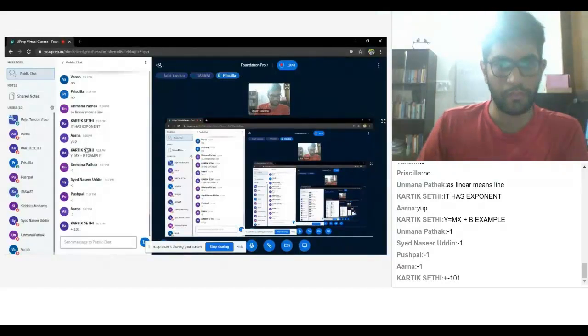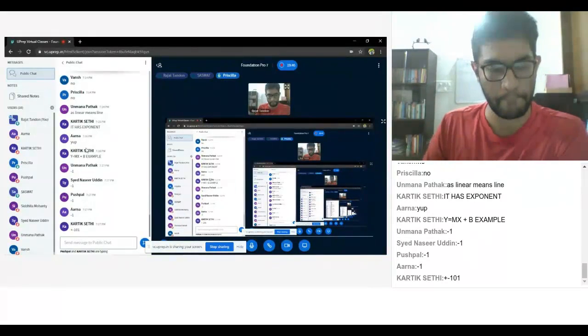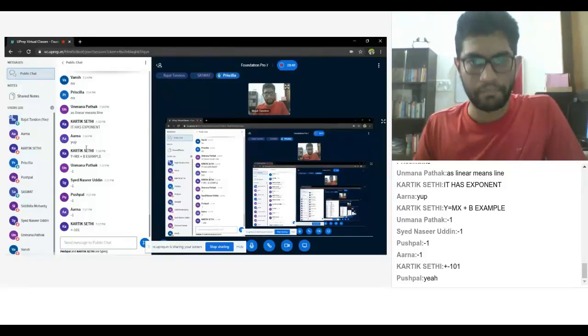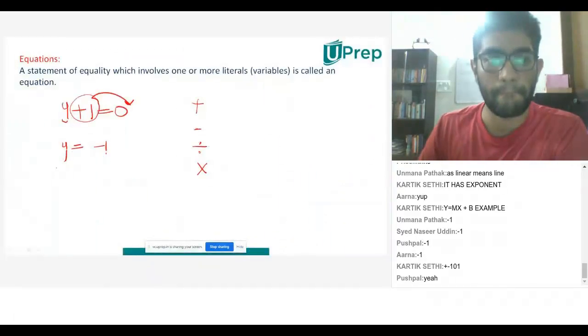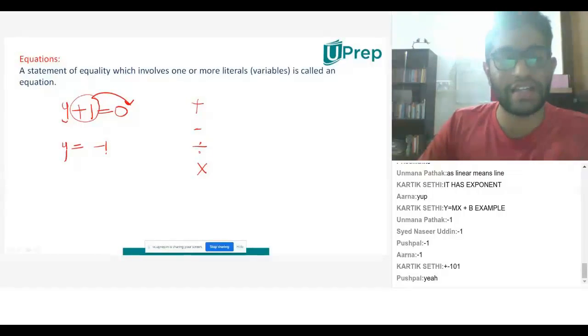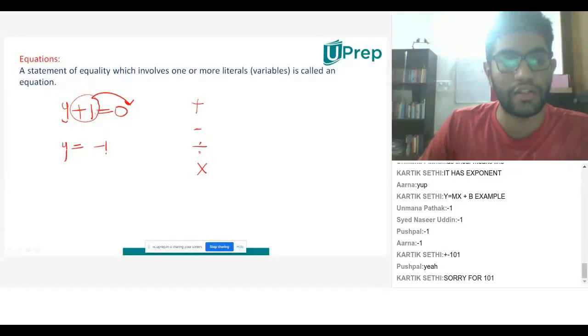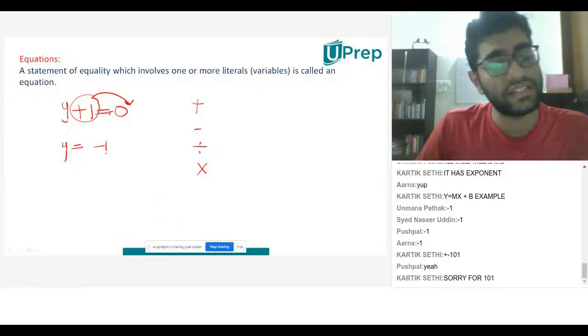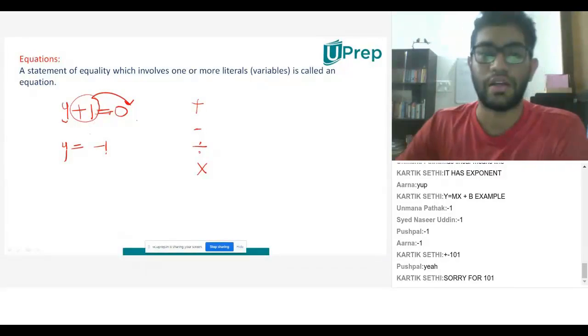Sir, I did it like this: if we add to a number the additive inverse, then it's 0. Correct. Now, plus 1, I sent it to the other side of the equal to symbol. But why did the sign change to minus 1?